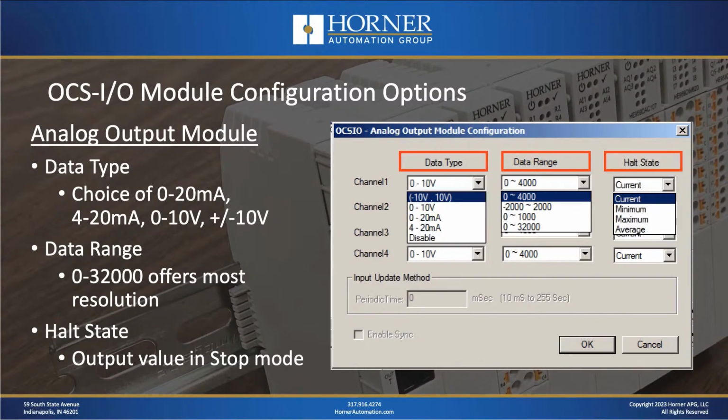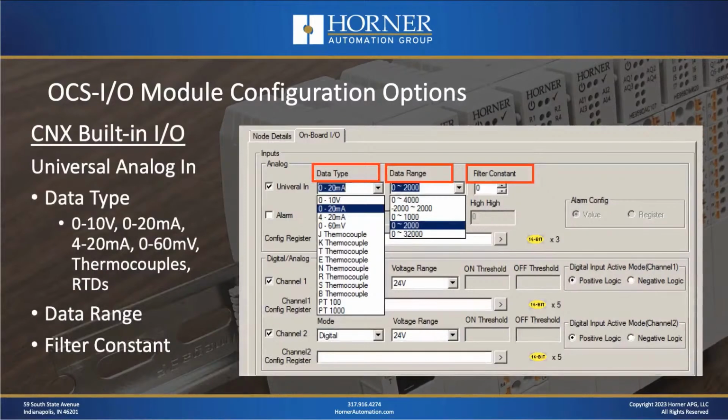One other thing I will mention, and that is the 4-channel analog output OCS-I module does support minus 10 volt to plus 10 volt. So not a lot of I/O systems these days do support that range. It is supported with OCS-I.